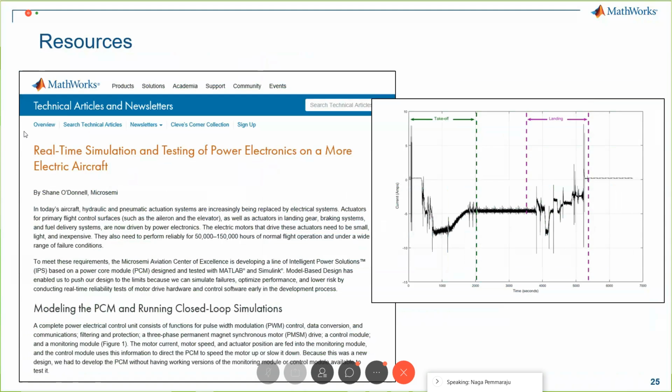There's a white paper, a technical article on our website. I would encourage you to read this. It gives a good understanding about real-time simulation and testing of power electronics for a more electric aircraft.